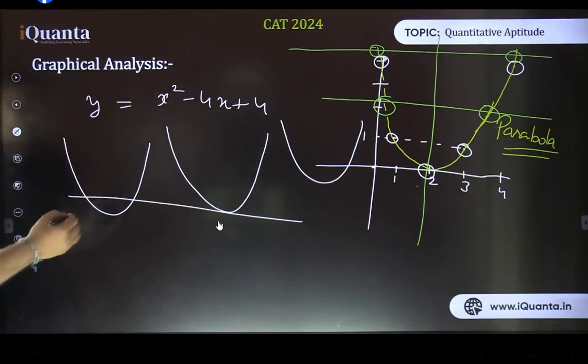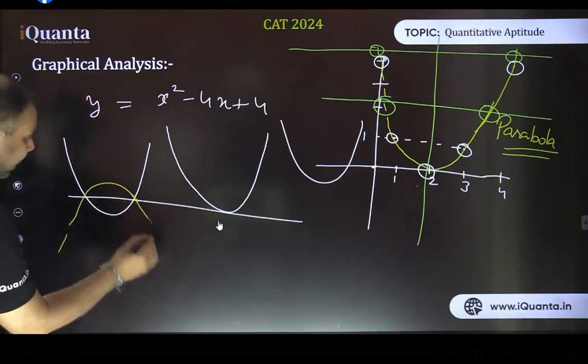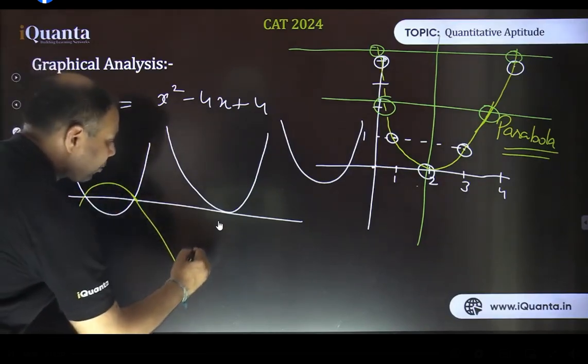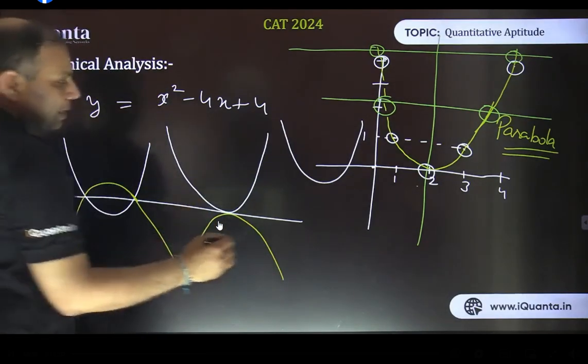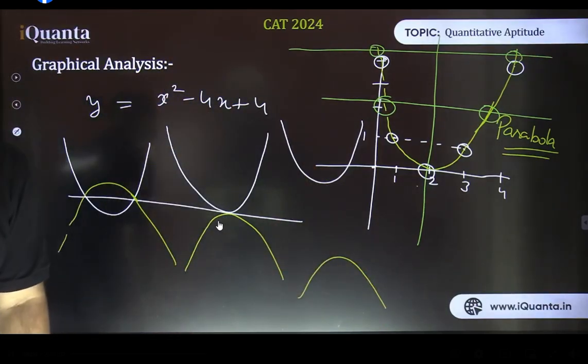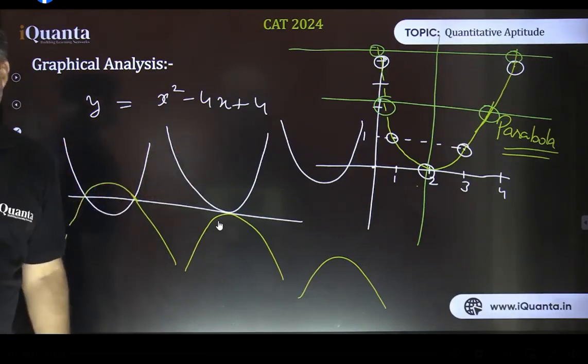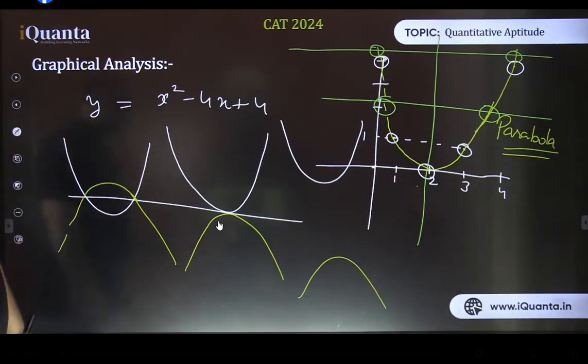So if I reverse all these cases, it may happen that it's a downward parabola intersecting the x-axis at 2 points. It may be a downward parabola just touching the x-axis at 1 point, and it may be a downward parabola not touching the x-axis at all. Is it clear? Okay, so what can we infer by seeing these graphs? That's the point now.